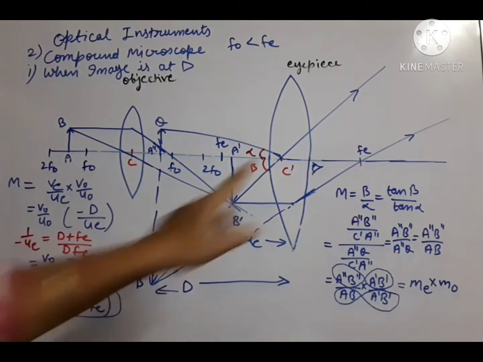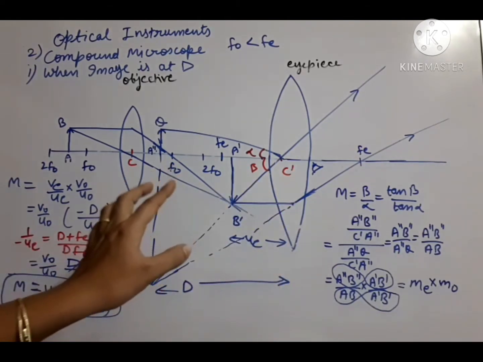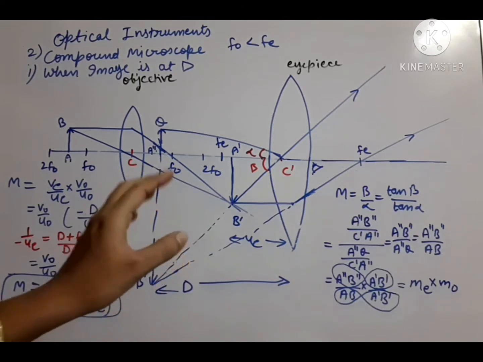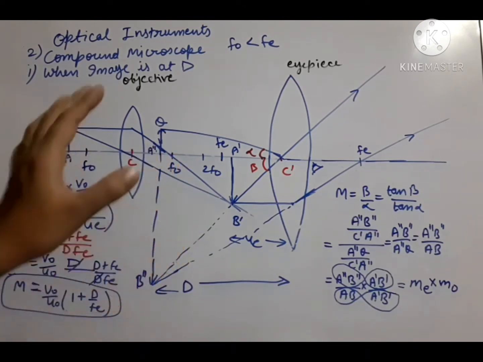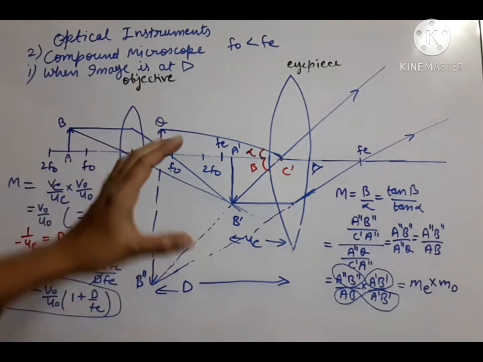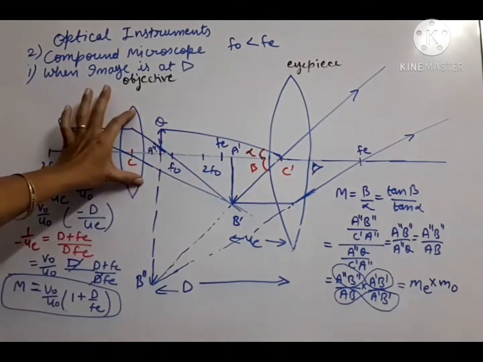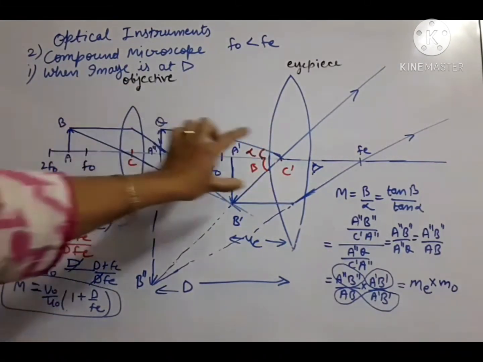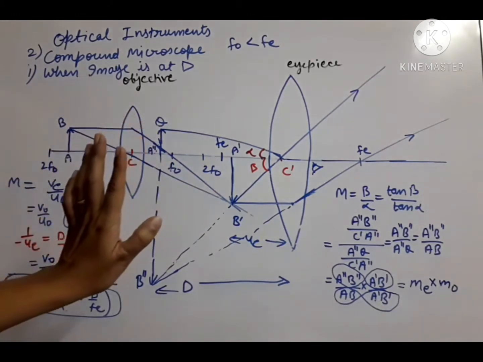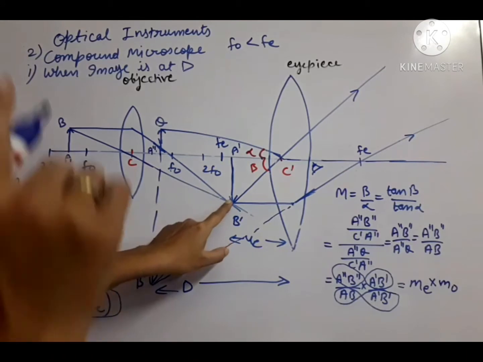Now other than magnification we have to solve some of the times in the numericals the length of the tube also, the length of the microscope tube also. So what is the tube length actually? Tube is this way. This is the tube. From objective to eyepiece there is a tube. Okay, so if we need to calculate the tube length, it will be calculated with reference to this a dash b dash which is common.